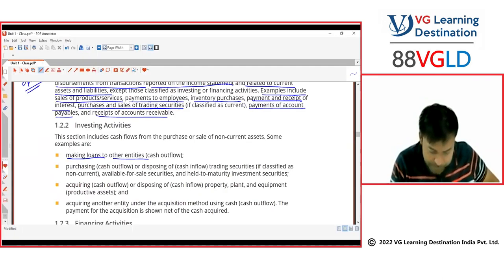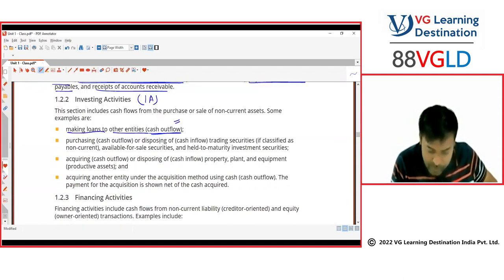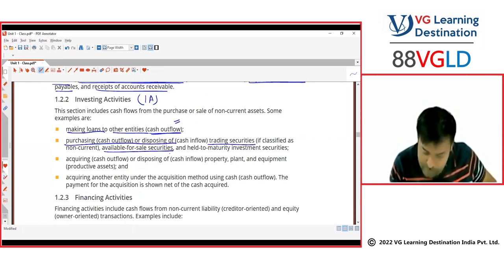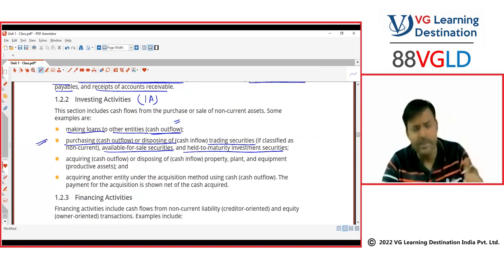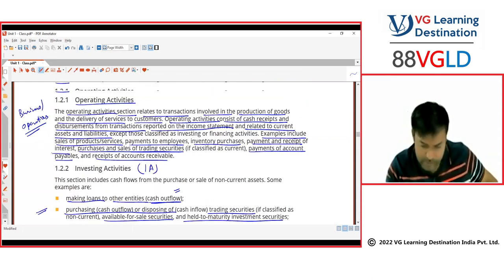Let's see. Making loans to other entities, as we discussed, is cash outflow and it is going to be IA, investing activities. Purchasing or disposing of trading securities, available-for-sale securities and HTM. I'm going to talk about all three categories, but in very simple terms, any investment which you are purchasing or selling is going to come here. Antriksh, I'm on page number 41.